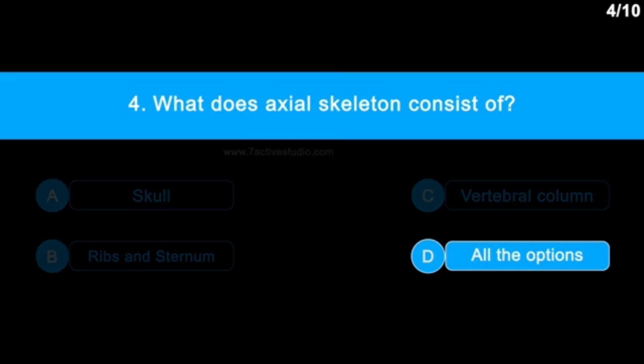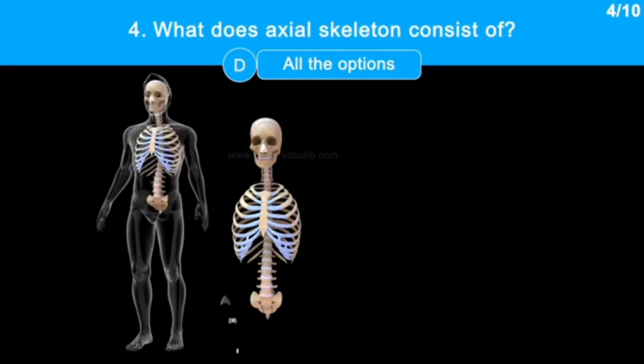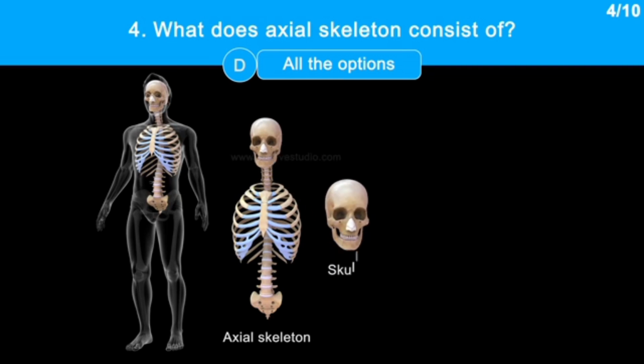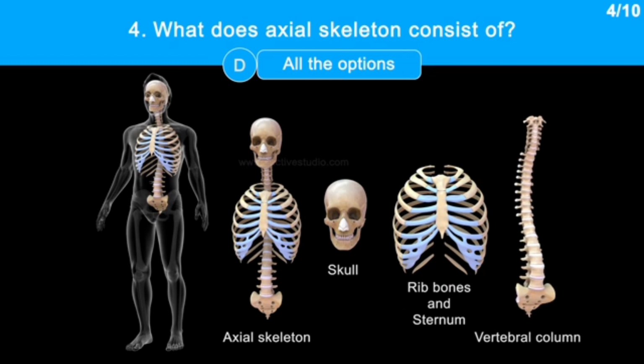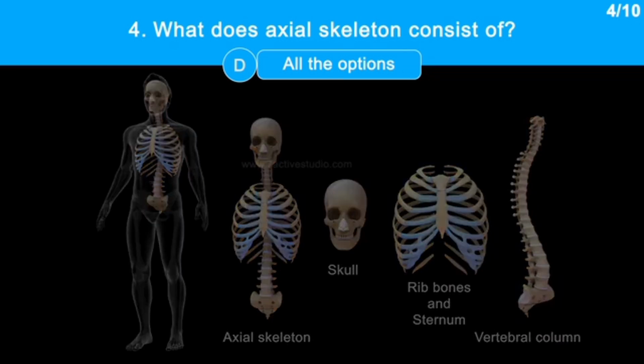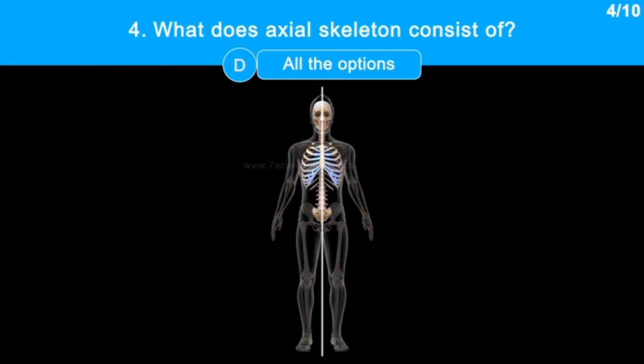The correct answer is option D, all the options. Let's see how. The axial skeleton includes all the options, that is, the skull, which is the bone structure of the head, rib bones and sternum, which is a cage of ribs around our chest, and the vertebral column, which is also known as the backbone or spine. These are situated symmetrically along the central axis of the body.